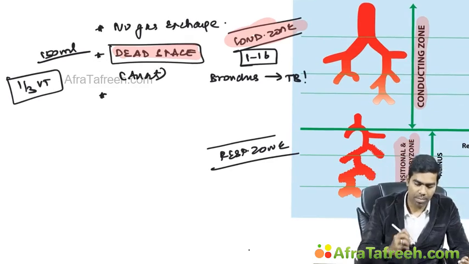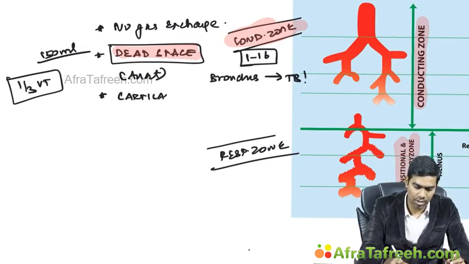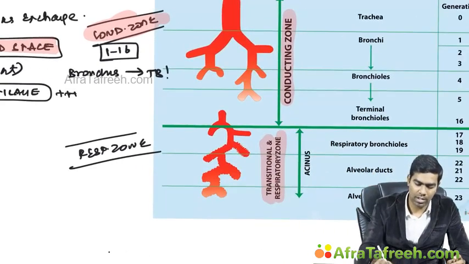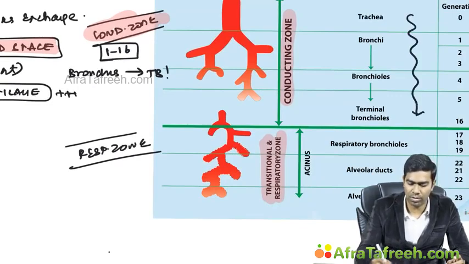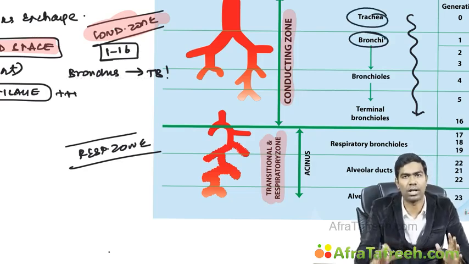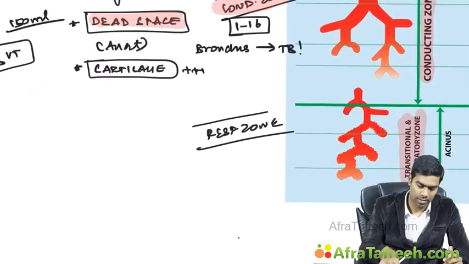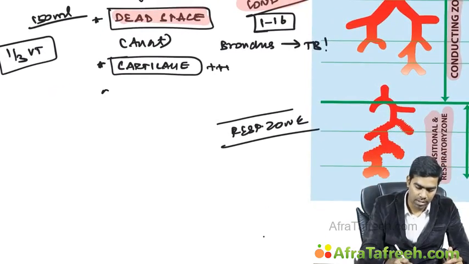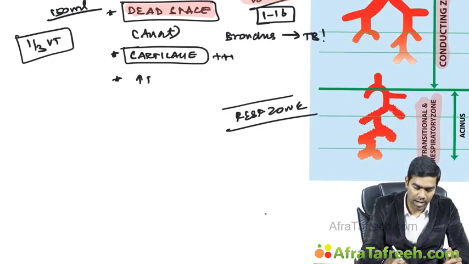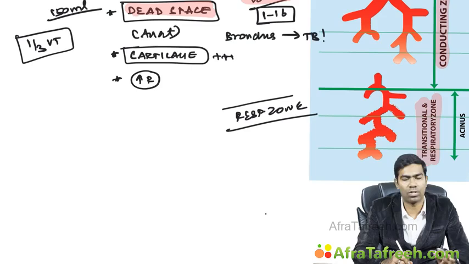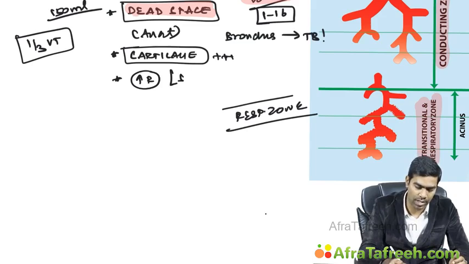Next thing, apart from that, this conducting zone has very good cartilage support in general. But overall, the cartilage tends to decrease as you move down the conducting zones, which means the trachea and bronchi have the major chunk of the cartilage. As you move down and down, the cartilage decreases. Then, these zones provide high resistance. If you ask me where the highest resistance is, you get it in the segmental bronchi.